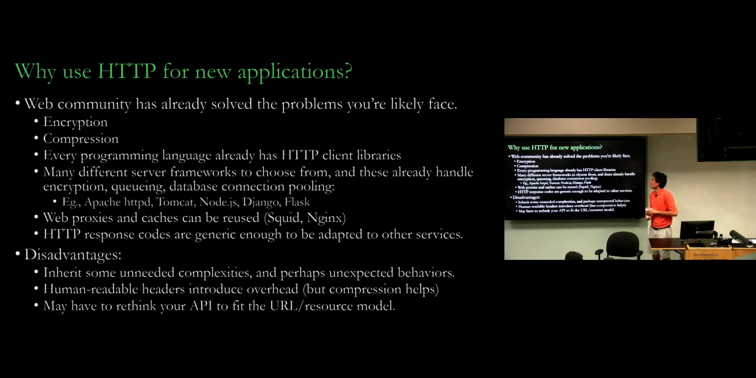So I kind of already mentioned this, but why use HTTP for new applications? It's because you can leverage infrastructure that already exists. You have encryption, you have compression, and basically every programming language out there has some kind of HTTP client library you can use. There are lots of robust servers like HTTPD, Tomcat, Node.js, Django, Flask, Nginx. Proxies like Squid are already available. And HTTP is generic enough to handle most applications you want to build.